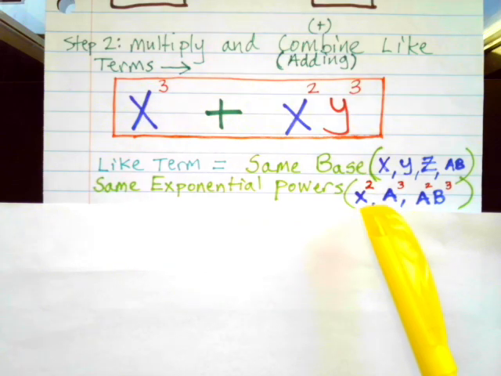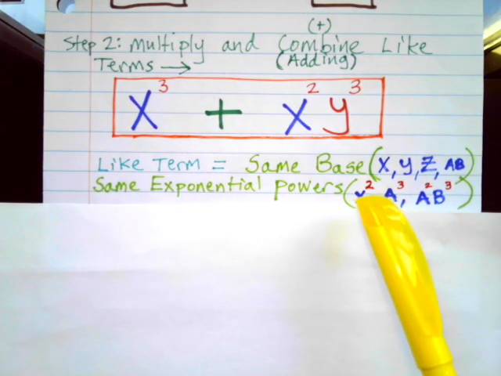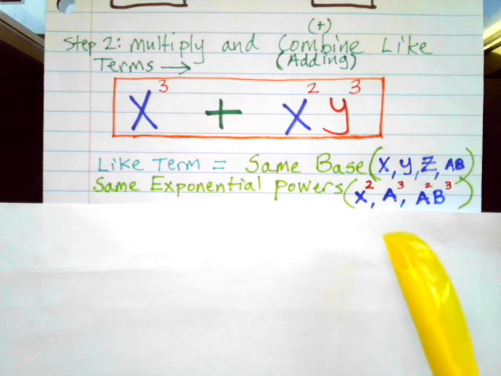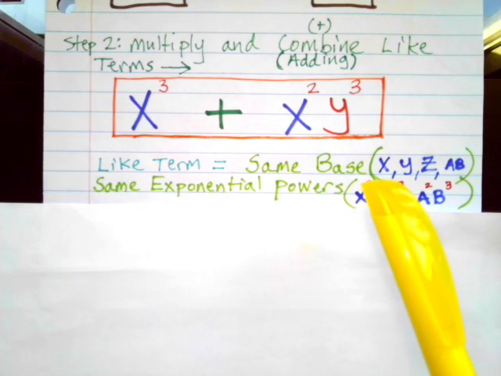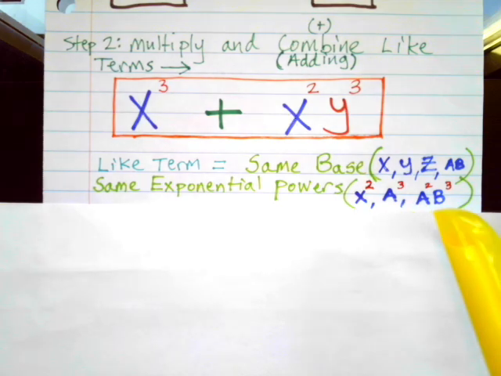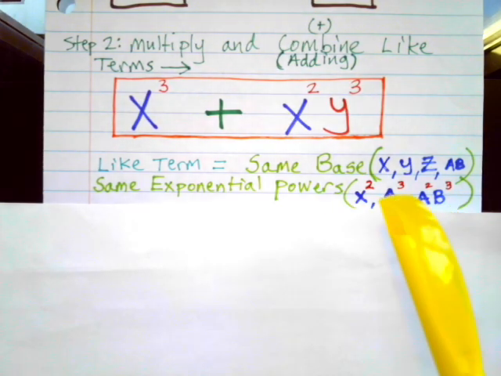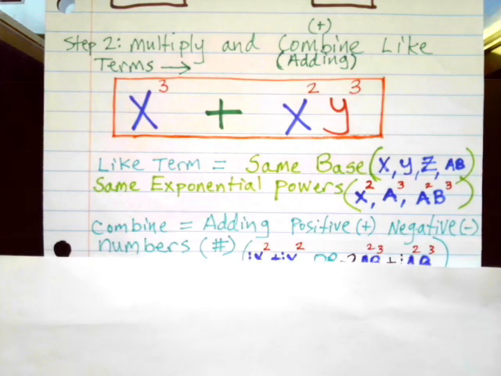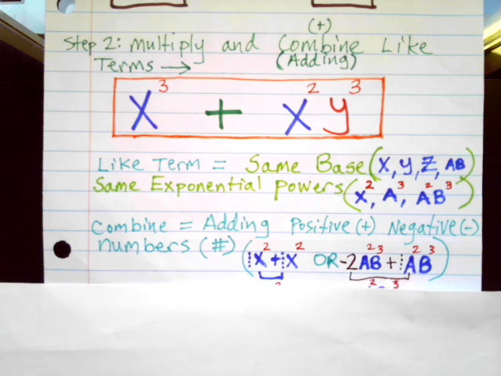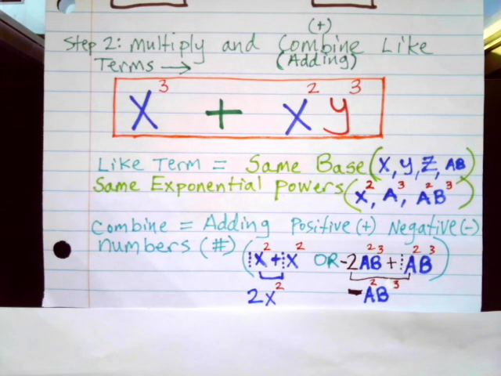So x squared and another x squared would be the same letter, the same variable raised to the same power. Or a cubed, or a squared b cubed, right? These are examples of terms with exponential powers. They're not like terms because they each have a different letter. But these are just examples of terms with exponential powers. So in order to have like terms, it's got to be the same base and the same exponential power. Moving on, when you combine like terms, you can only add or subtract like terms.